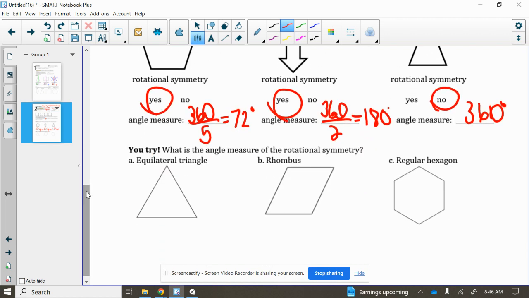So now we have 3 examples below. We have an equilateral triangle for you to try. What would your angle of rotational symmetry be? A rhombus and a regular hexagon.